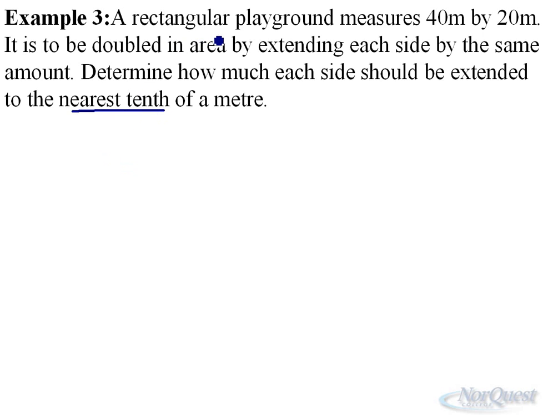So in this case, we have a rectangular playground measuring 40 by 20. It's to be doubled in area by extending each side by the same amount. So what we're going to start with is a fancy little rectangle that's 40 meters by 20 meters.